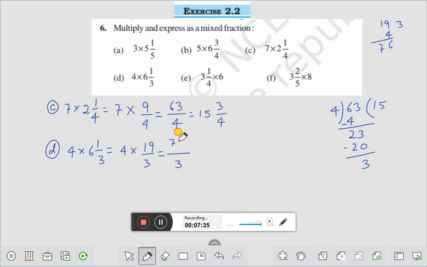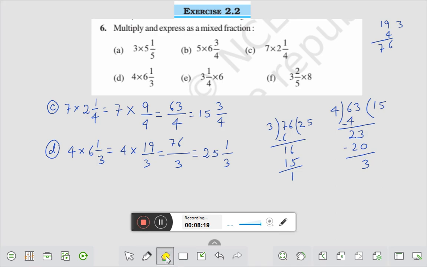76 by 3. If we divide 76 by 3, we are getting, 3 2 is 6. 7 minus 6 is 1. 16, and 3 5 is 15. 16 minus 15 is 1. Therefore, here the quotient is 25. Remainder is 1. And divisor is 3. 25 whole 1 by 3 is the answer of question number D.